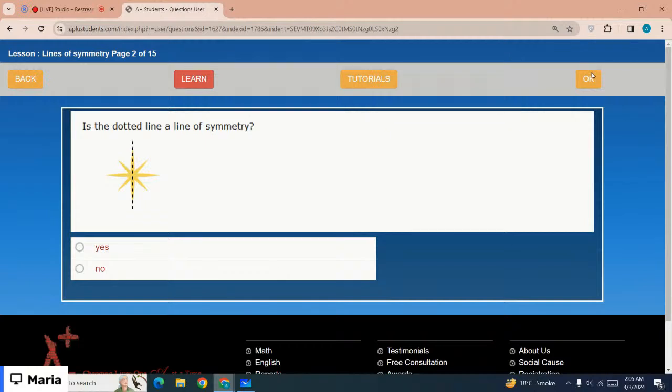The next one is, is the dotted line a line of symmetry? So which is the correct option? The correct option is yes, it is, right? Because if you fold the image along the dotted line, both sides exactly match up. So the correct option is yes, it is a line of symmetry. Got it?